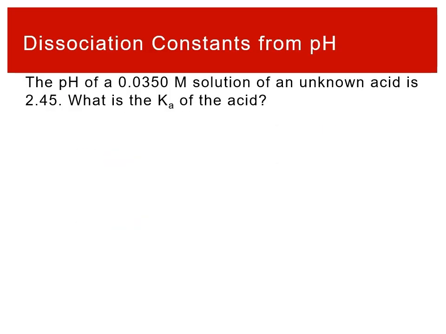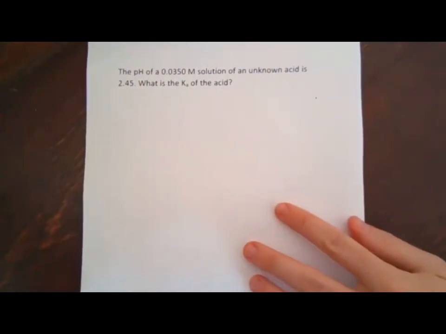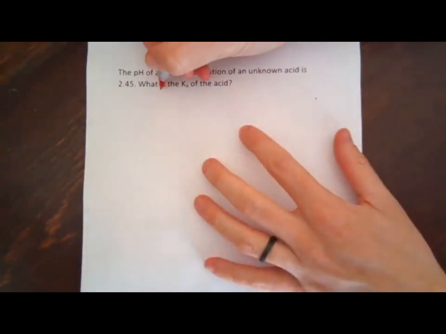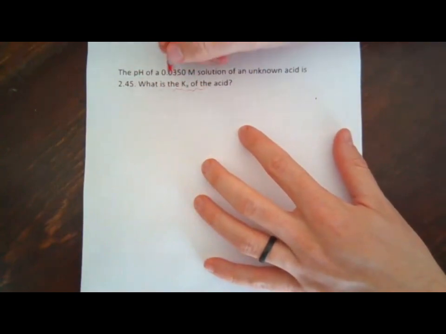Let's look at an example. The pH of a 0.0350 molar solution of an unknown acid is 2.45. What is the Ka of the acid? So what I want to know is, what is the Ka of the acid?